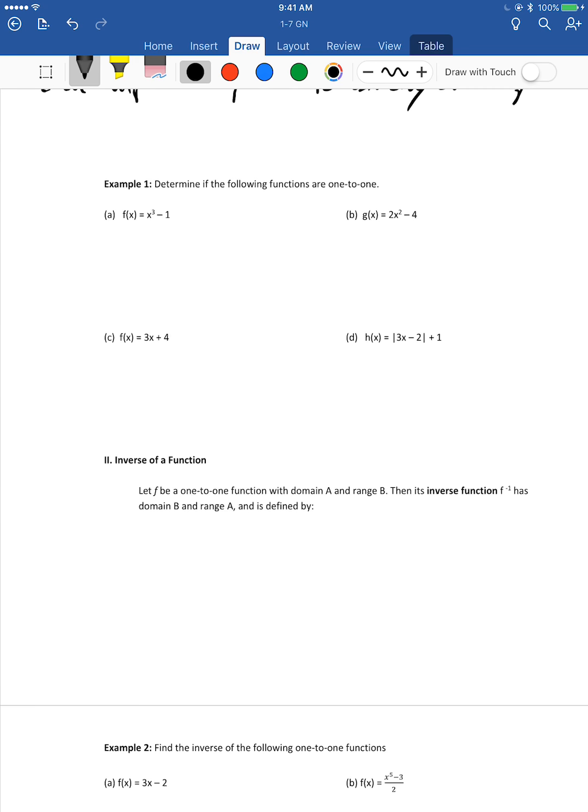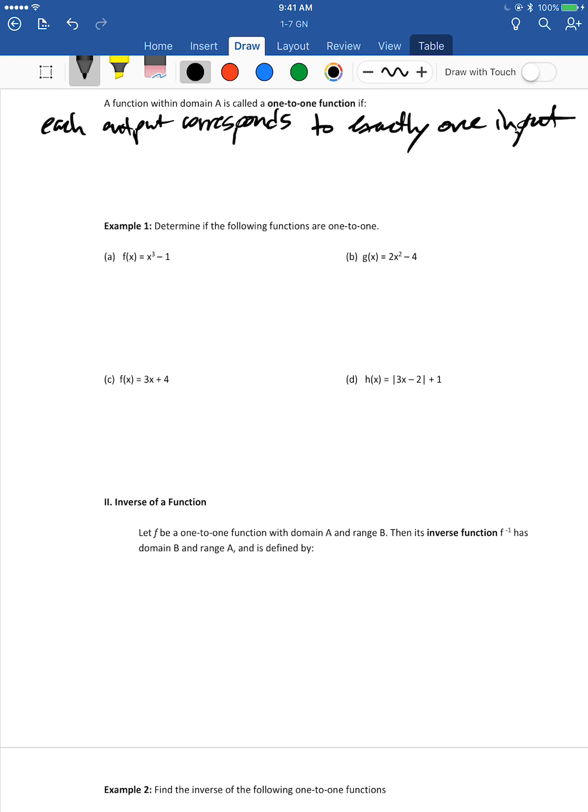For these 4 examples, we need to determine if the functions are one-to-one. We are going to do that using something called the horizontal line test. Now remember, when we were testing to see if something was a function, we used the vertical line test. That meant if we drew a vertical line and at any point on the graph it passed through more than one point, then it failed the vertical line test and it was not a function. This is the same exact idea, except instead of drawing a vertical line, we are drawing a horizontal line. And if it fails this test, then it is not one-to-one.